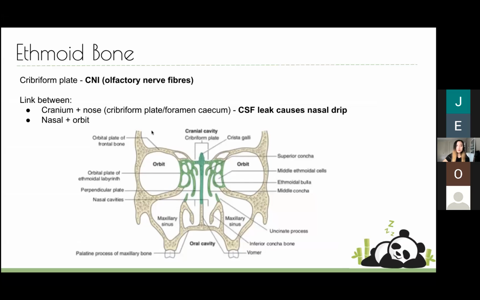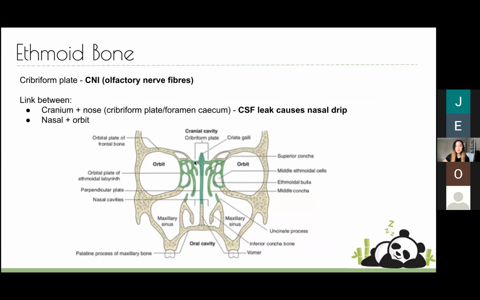This is your ethmoid bone. So the most important part of the ethmoid bone is your cribriform plate. And that's where your olfactory nerve fibers, or your first cranial nerve fibers, go through from your cranial cavity into your nose and let you smell.